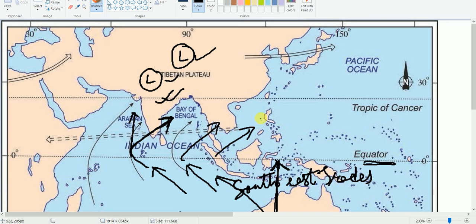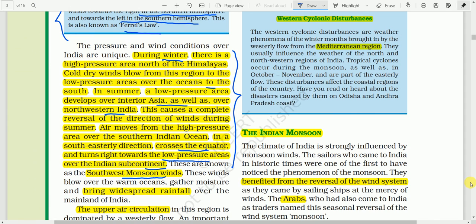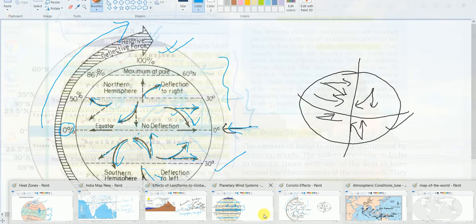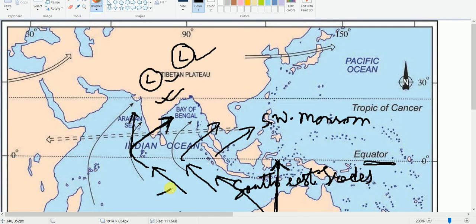And these winds are known as the southwest monsoon. As given here, in summer, a low pressure area develops over interior Asia, that is, over the Tibetan Plateau, as well as over northwestern India. And this causes a complete reversal of wind direction during the summer. The air moves from the high pressure area over the southern Indian Ocean in a southeasterly direction.